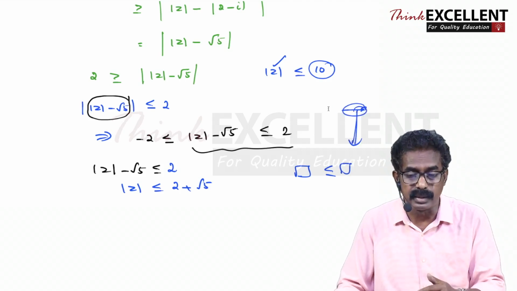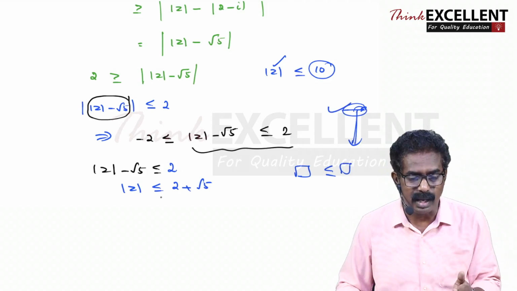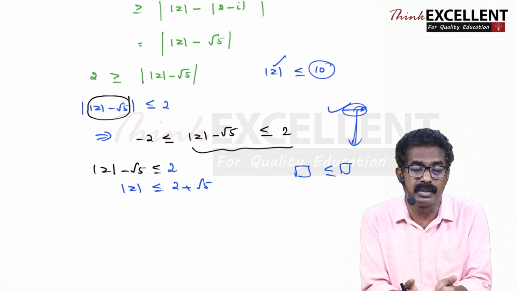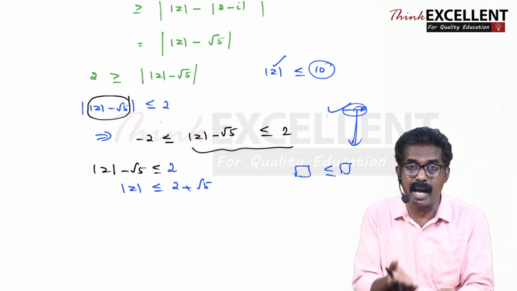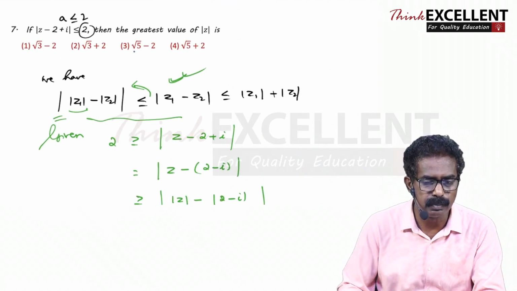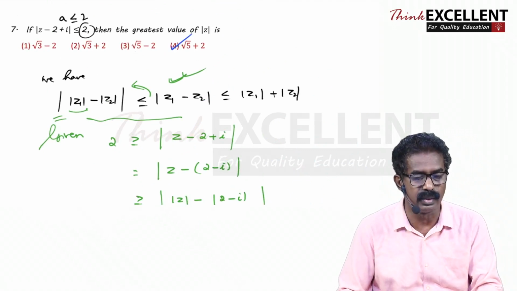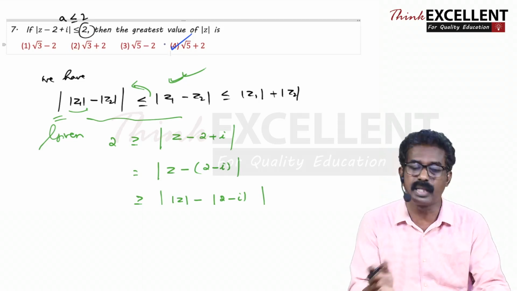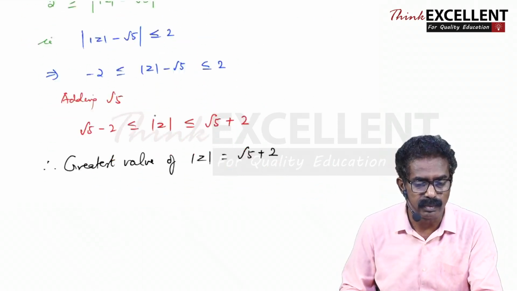That means, and this is the maximum value, right? So modulus z is always less than or equal to 2 plus root 5. So that means modulus z can take at the maximum what? 2 plus root 5. So that 2 plus root 5, fourth one, that is your correct answer. Okay, so this is for greatest value. Smallest value means you take the other part. So from that you will get that answer.